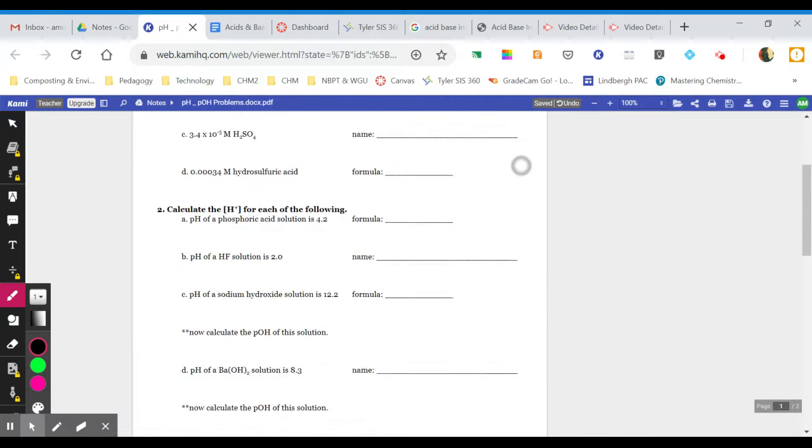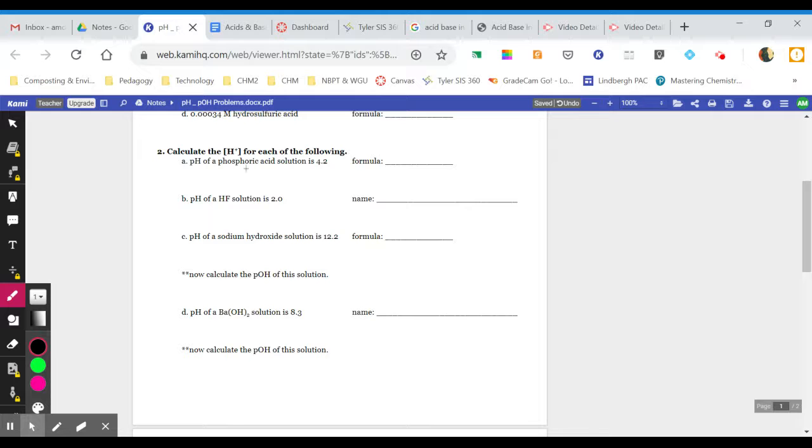And so if we come down here to number 2, then it's asking for the hydrogen concentration, the molarity, and it's going to give you the pH. So in this case, phosphoric acid has a pH of 4.2. So in my calculator, I'm going to type 10 raised to the negative 4.2. And when I put that in, I get 6.3 times 10 to the negative 5. And of course, that's molarity.